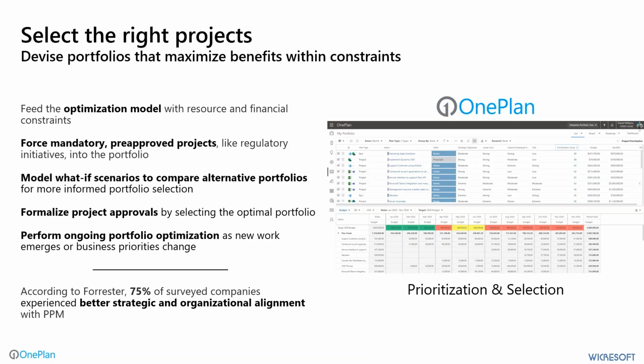And we can also formalize the project approval process by factoring in all these things as we go through the decision-making process. A key point here is that Forrester says that 75% of surveyed customers said they experienced better strategic and organizational alignment once they actually instituted the use of a PPM solution like OnePlan.